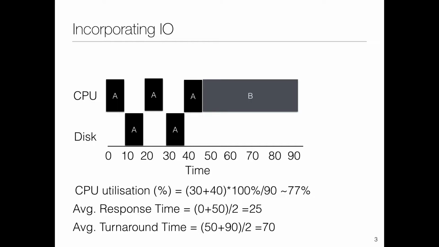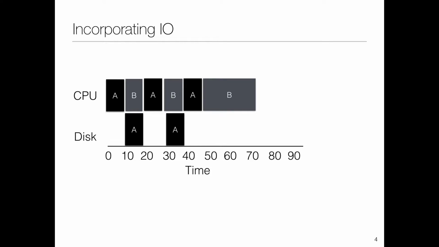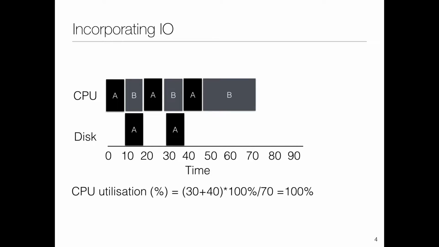Let's say we wanted to incorporate IO and make this CPU utilization better, what could we do? We could put B in between the gaps, at the time when A is using the disk. It would look something like the following. Now B only needs to execute for 30 more time units after time t equal to 50. So what's the CPU utilization in this case? 100, because we are now using 70 cycles, and in all of them the CPU is being used. The CPU utilization is 100.